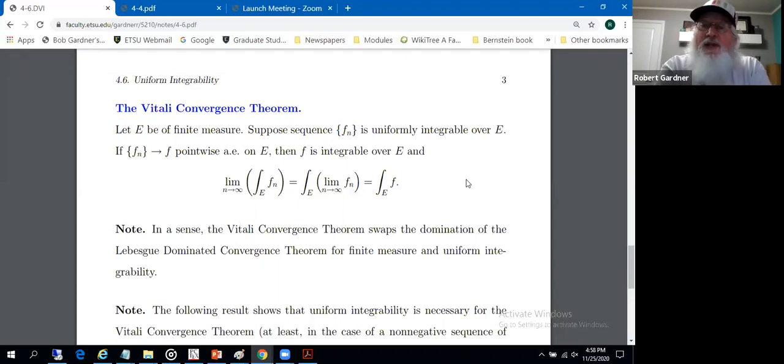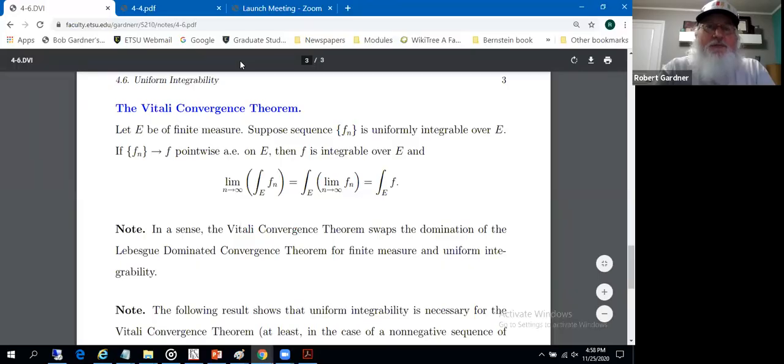But uniform integrability might be a little bit more powerful than you initially think, as we'll show in the next section. So that concludes chapter 4. We've got 3 more sections in chapter 5 I want to go through, and that'll conclude real analysis 1.